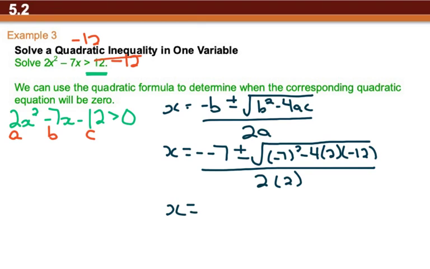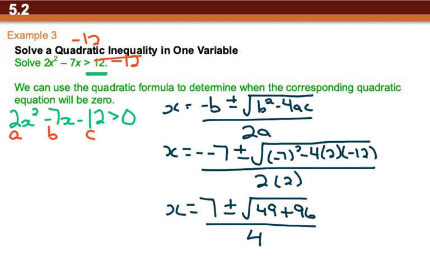Starting to work this down, negative 7, as I said before, is 7, plus or minus the square root of 7 squared is 49. Negative 4 times 2 times negative 12 is plus 96, which is all divided by 4. So I have to flip over to continue. The next step we'll do is adding 49 plus 96. So we'll have x equals 7 plus or minus the square root of 145 divided by 2.